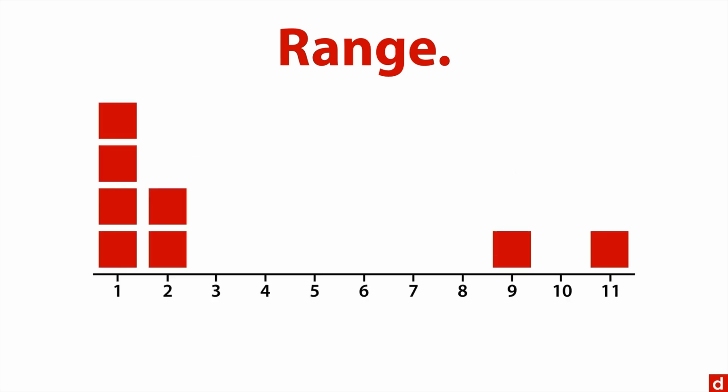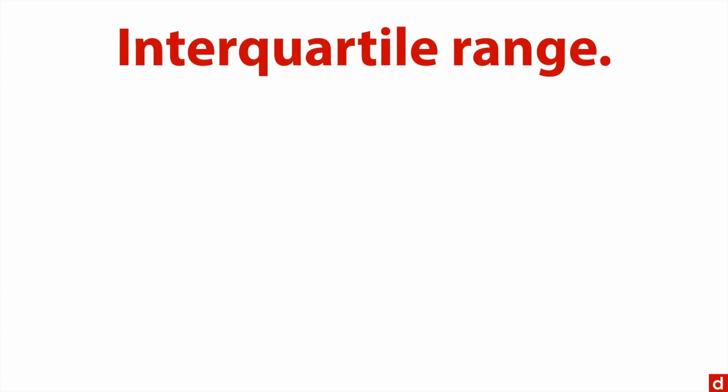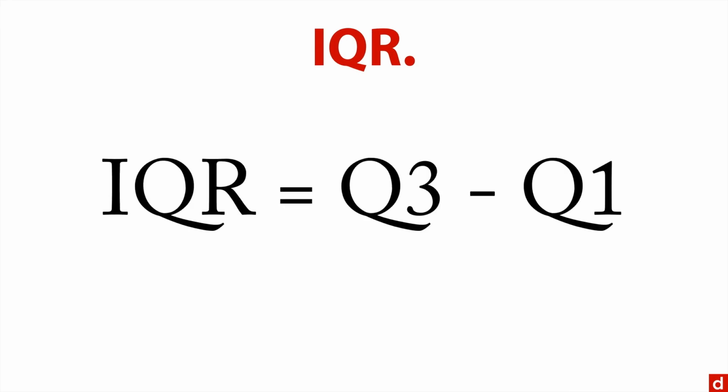I can show you that here on our chart. It's just that line there at the bottom from the 11 down to the 1. That's a range of 10. The interquartile range, which is usually referred to simply as the IQR, is the distance between Q3, the third quartile score, and Q1, the first quartile score.